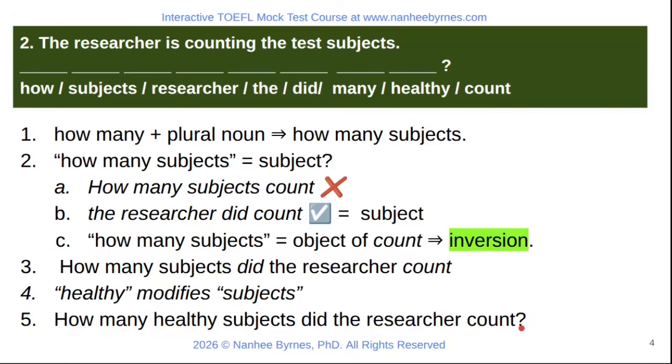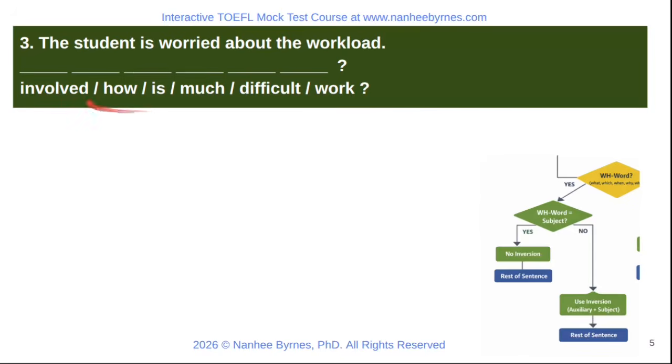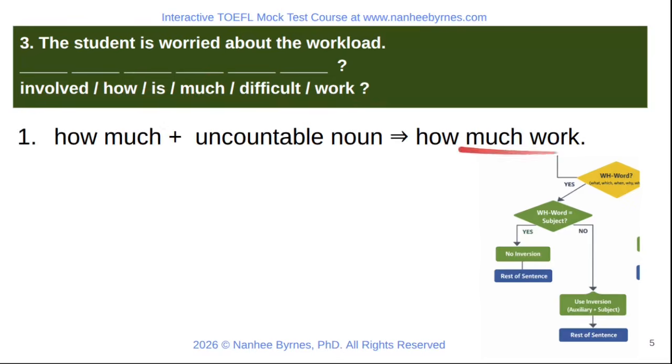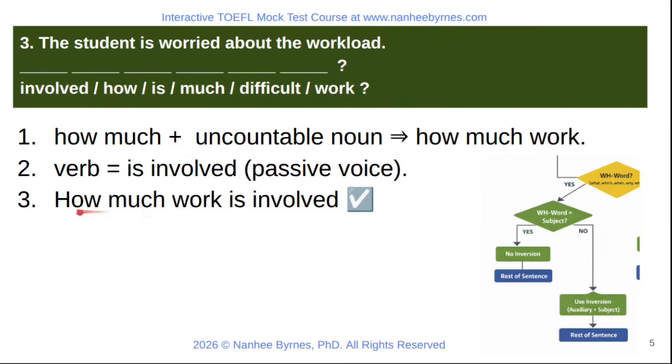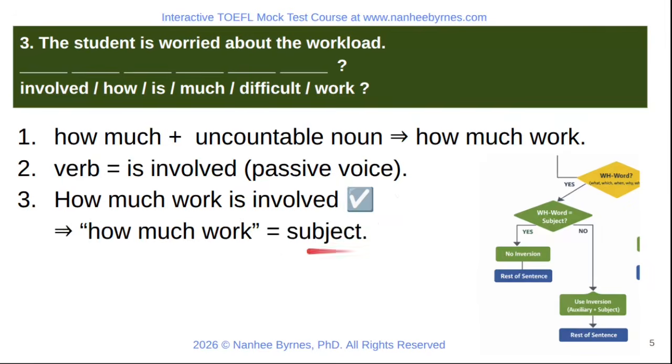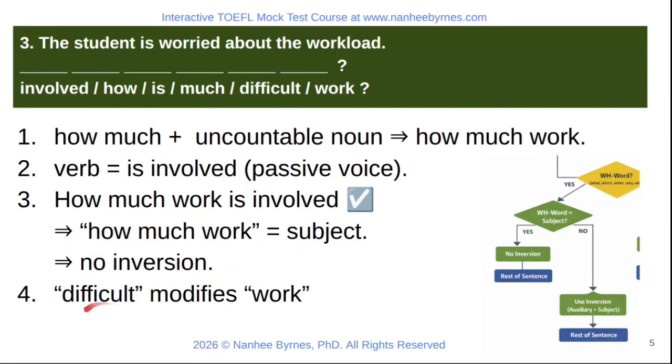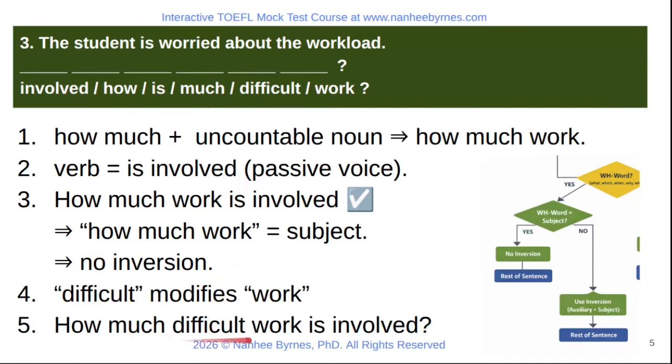We have how much as a fixed expression, and work is an uncountable noun, so we get how much work. Next question, is this the subject or not? The verb is involved, which is in the passive voice. How much work is involved makes sense, so how much work is the subject. Since it is the subject, there is no inversion. Also, the only place for difficult is modifying work, giving us the full noun phrase, how much difficult work is involved.